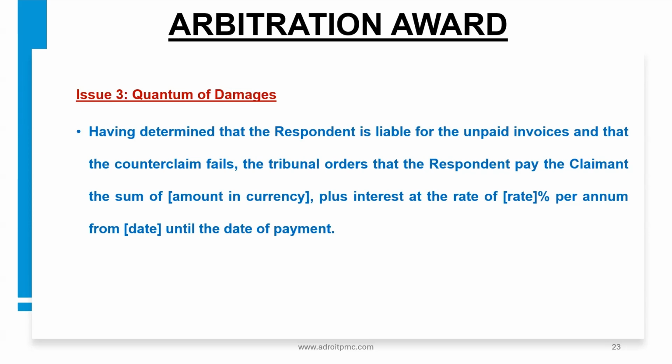Next is the quantum of damages. Having determined that the respondent is liable for the unpaid invoices and that the counterclaim fails, the tribunal orders that the respondent pays the claimant the sum of so and so plus interest at the rate of per annum until the date of award. So all these three issues were answered by the arbitral tribunal with reasons based on the documents and the evidences submitted by the parties.